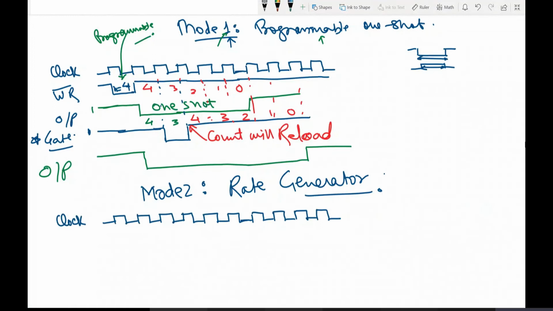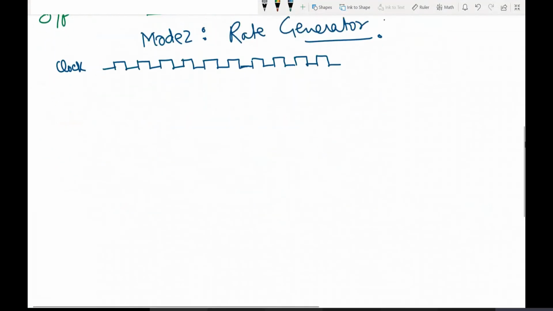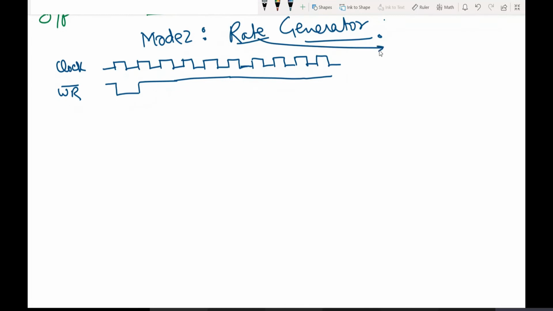Okay, then let's come to mode 2, that is the rate generator. We call that the rate generator. Same thing, clock again, write pulse again. So this time we need to understand what we know about the rate. So how do we define rate? Can anyone tell me? What should we get from the rate? The moment we hear that there is a rate of something, what does the word rate tell us?